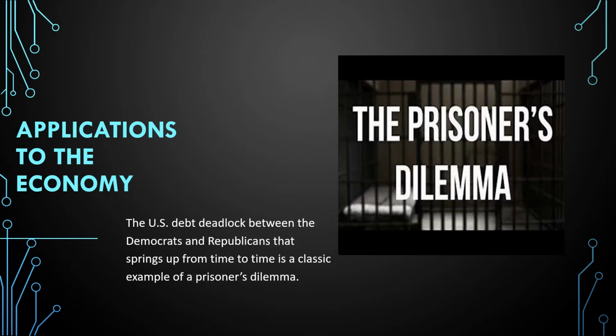Applications to the economy. The US debt deadlock between the Democrats and Republicans that springs up from time to time is a classic example of a prisoner's dilemma. Well, let's say the utility or benefit of resolving the US debt issue will be electoral gains for the parties in the next election. Cooperation in this instance refers to the willingness of both parties to work to maintain the status quo with regard to the spiraling US budget deficit. And defecting implies backing away from this implicit agreement and taking the steps required to bring the deficit under control.